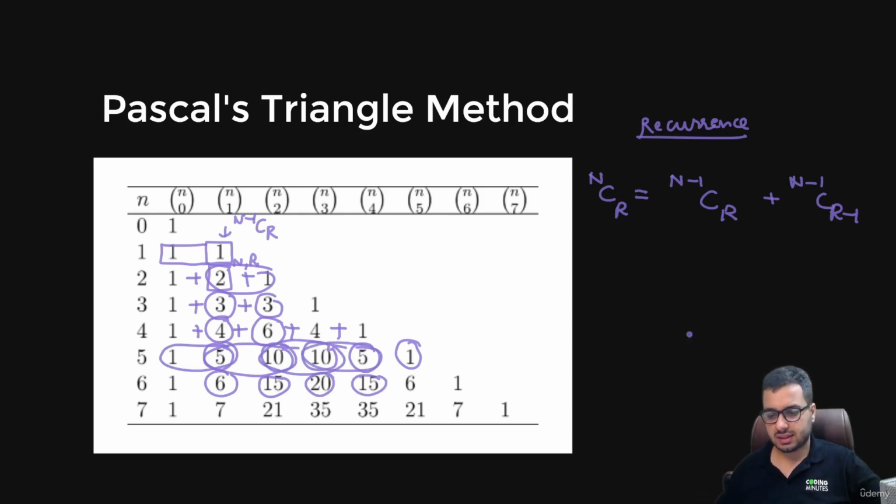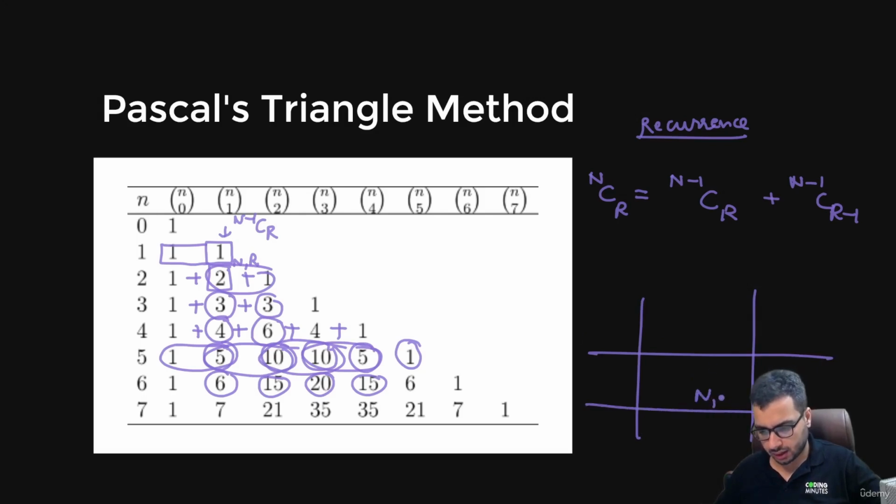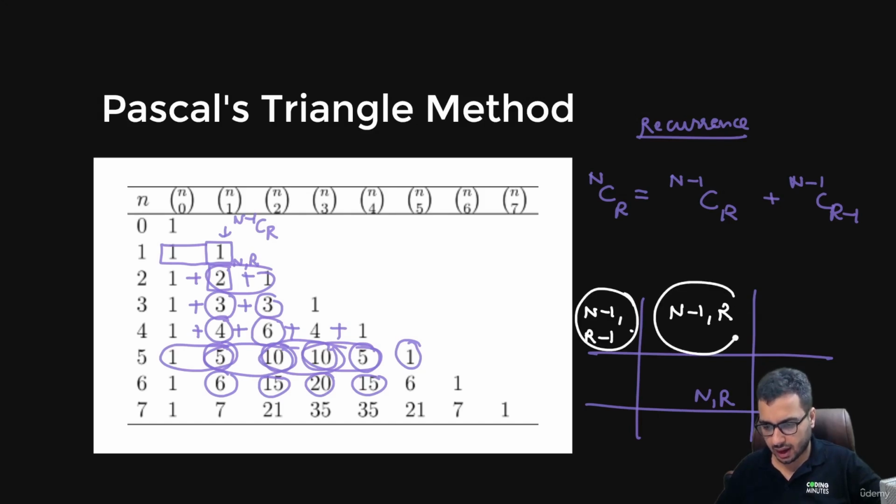So what you can say is, in any cell, if this cell is n comma r, it is the sum of this particular cell which is in the previous row and the column to the left of it. Okay, n minus 1 and r minus 1. So if you add the value here and the value here, you will get the value at this particular point.